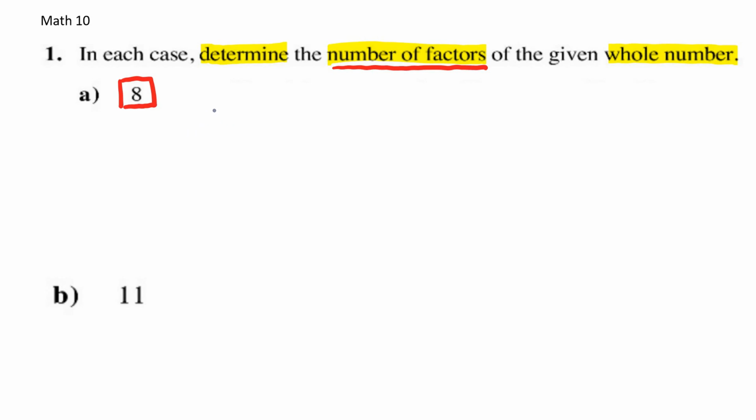There are a few ways you can do this. You can start off with the lowest number, which is 1. So 1 times what will give you 8? That's going to be 8. Another combination that multiplies to 8 is 2 and 4, and that's going to be it. 1, 2, 4, 8. These are all the factors, and since there are 4 of them, we will conclude by saying that there are 4 factors.